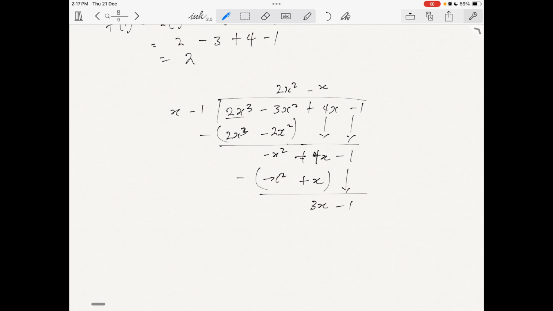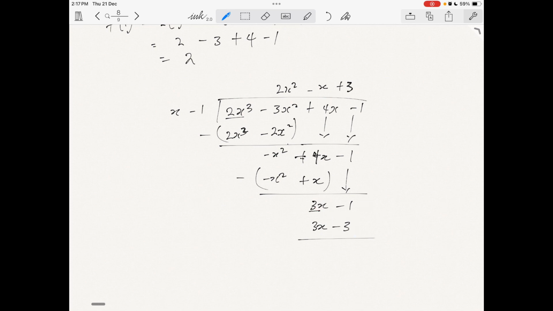So we divide 3x again by the first term of the divisor, that's 3x divided by x. That will give us plus 3, and we multiply plus 3 with the whole of the divisor, so we have 3x minus 3, sorry, minus 3.